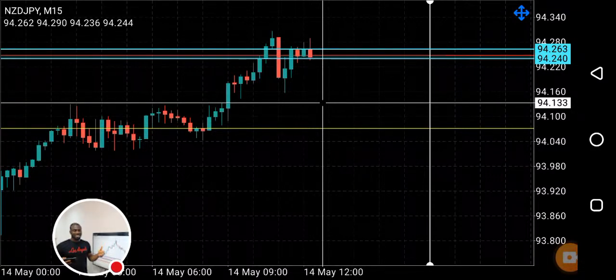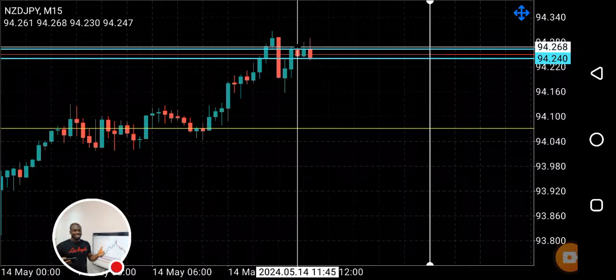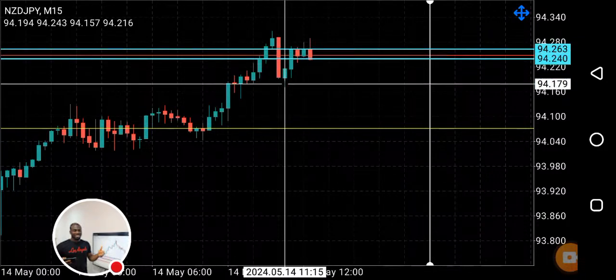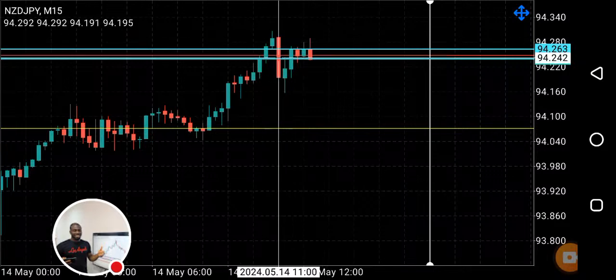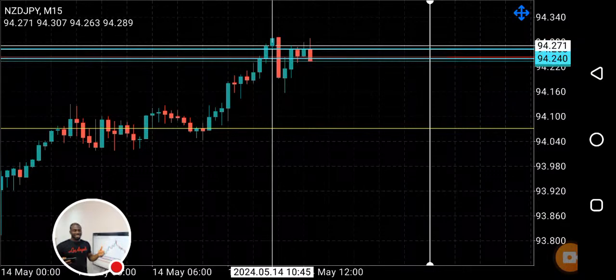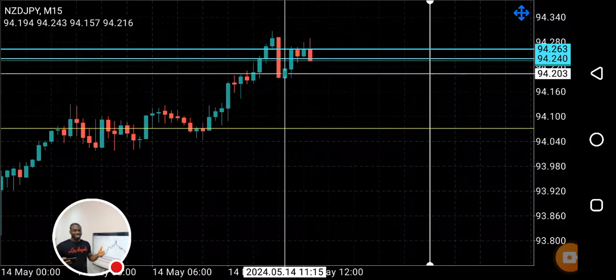You would also notice something here. Let me point out something. You would see that a fair value gap was created before this pullback. This engulfing candle formed. You can see there was a bullish fair value gap created here, and the sellers came in and were able to create a fair value gap.